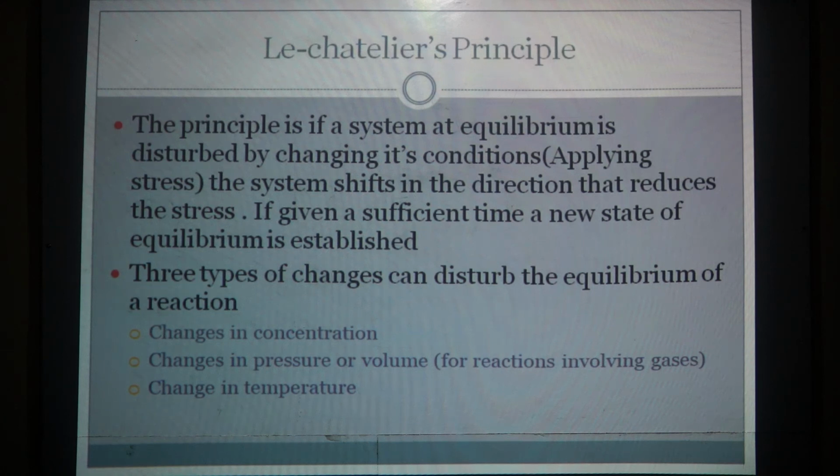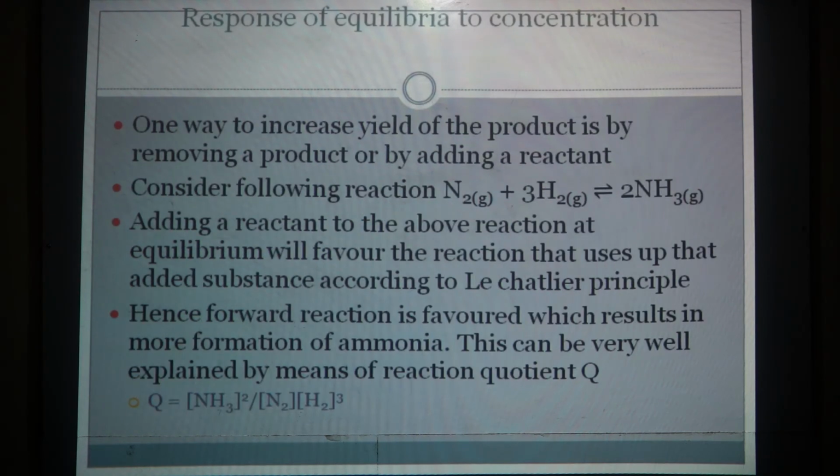Three types of changes can disturb the equilibrium of a reaction: changes in concentration, changes in pressure or volume, and changes in temperature. Now, response of equilibrium to concentration. One way to increase the yield of the product is by removing a product or by adding a reactant.